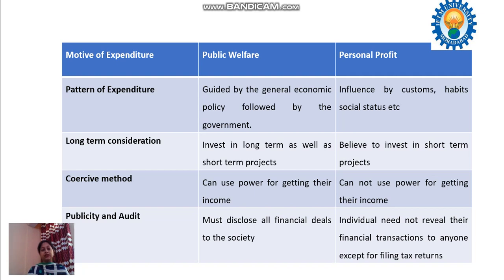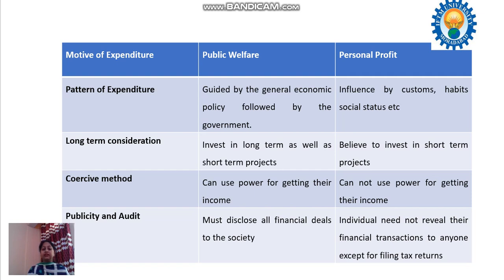Next is pattern of expenditure. The expenditure in case of public finance is guided by the general economic policies, that is monetary policy and fiscal policy. But in case of private finance, the expenditure is governed by customs, habits, trends, social status, preferences and fashion, etc. Next is long-term consideration. In case of public finance, government believes in investing in long-term as well as short-term projects. But in case of private finance, an individual person can only invest in short-term projects because they don't want to take risk.